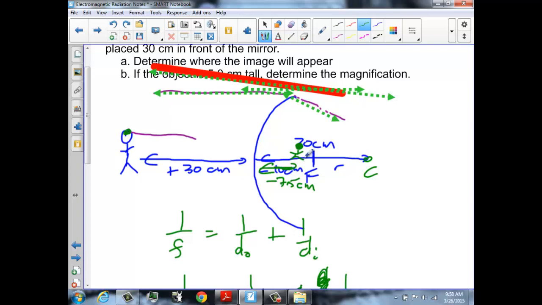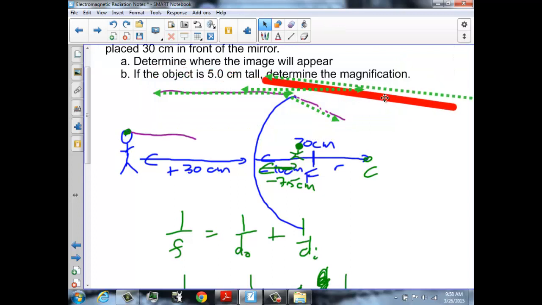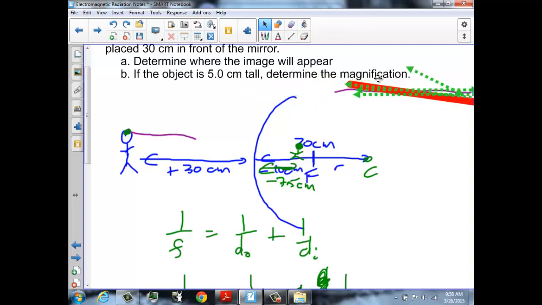Okay, let me do part B, and we'll skip the next example. It's the same thing, just another example. The second part here is about if we actually know how tall the object is. So I kind of figured out the x direction. Now I want to figure out the y direction. If the object was 5 centimeters tall, now my question is, how tall is the image going to be? Does that make sense?